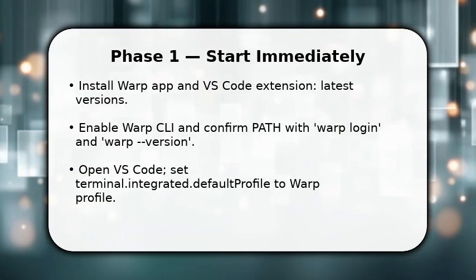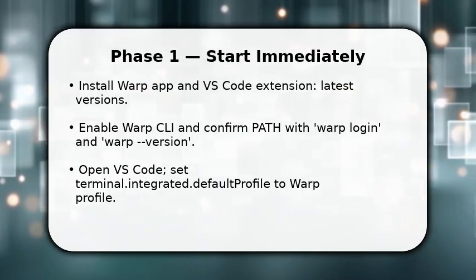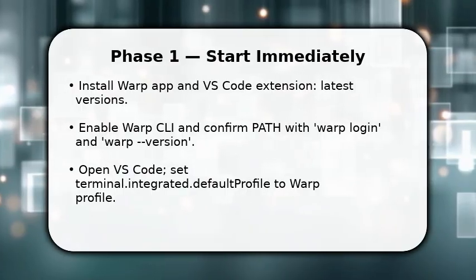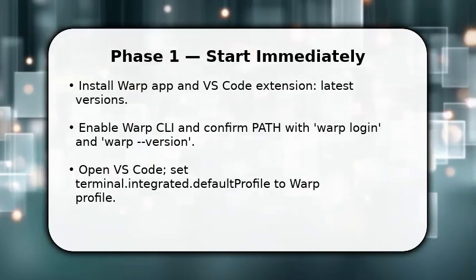You start by ensuring the essentials. Install Warp and the official VS Code extension, then enable the Warp CLI so commands are available. Once done, run Warp version to confirm the CLI is on path.